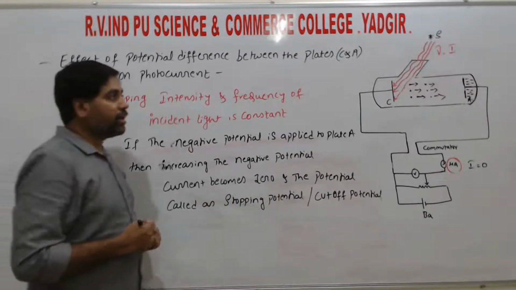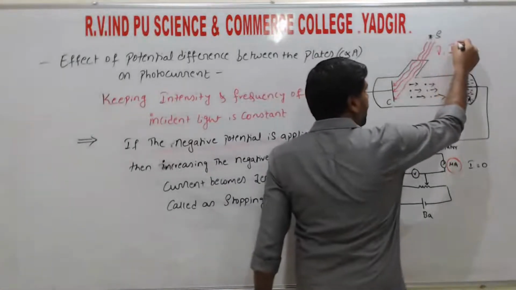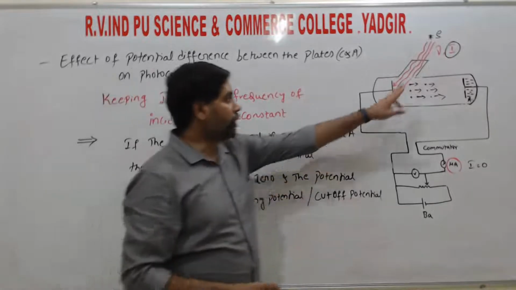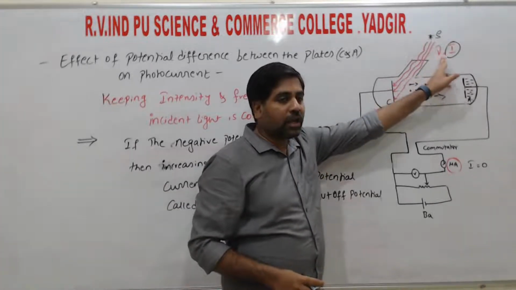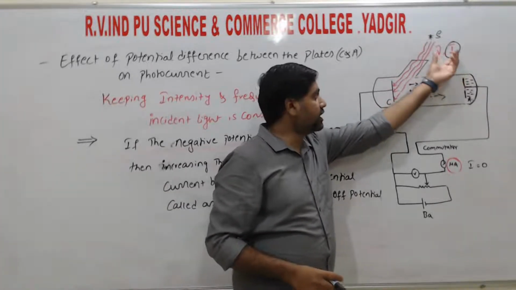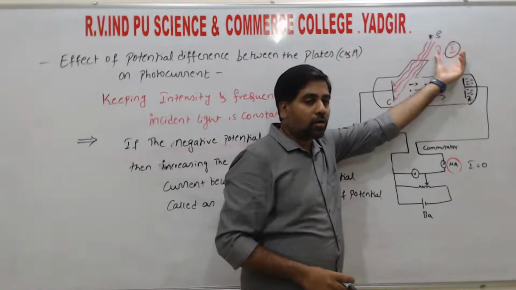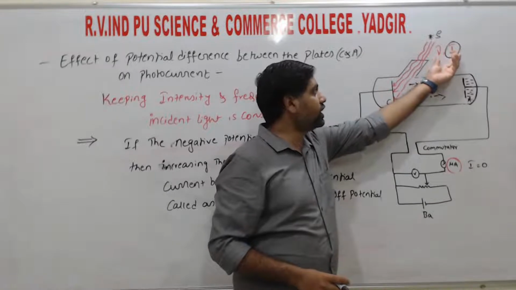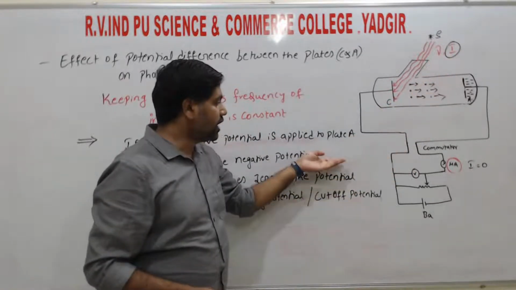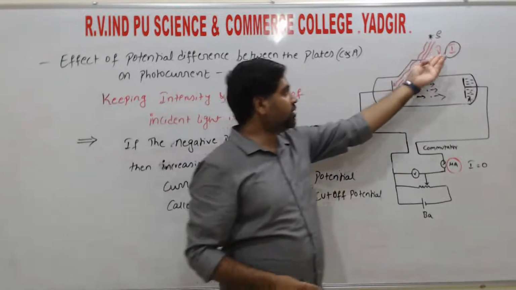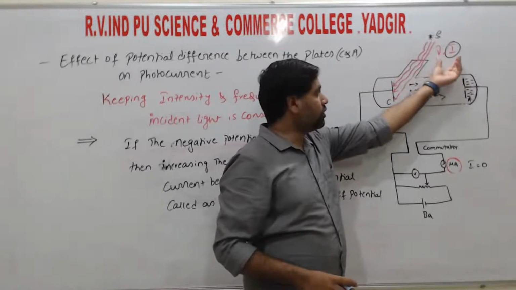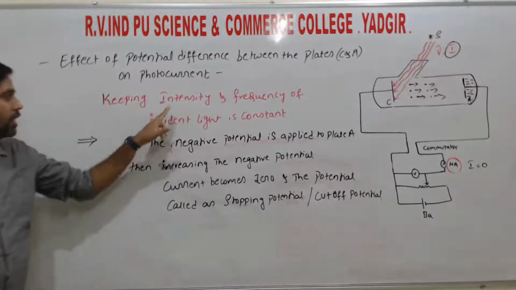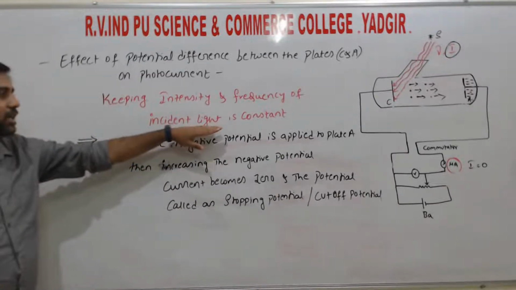So this is kept for the intensity I, right? Keeping the frequency and intensity of the incident radiation constant, these two have fixed values, so they will not change for every observation. As we change the voltage, these values will not change. So here we keep the intensity and frequency of the incident light constant.